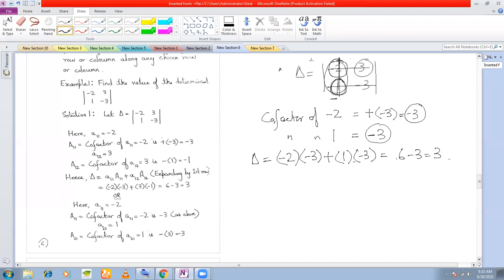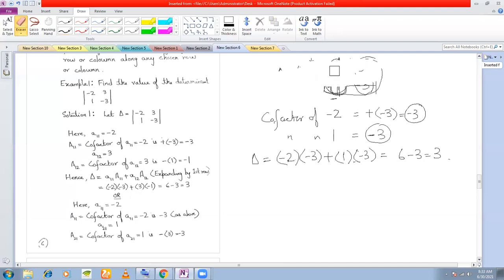Similarly, if you choose any particular row and any particular column, you can choose the second row also to find out the value of the determinant. You can choose the second column also. Any row and any column you can choose. But whatever row you choose, you have to find the cofactor of each element along that row, and then multiply each element by its cofactor and take the sum. You will find the value of the determinant.